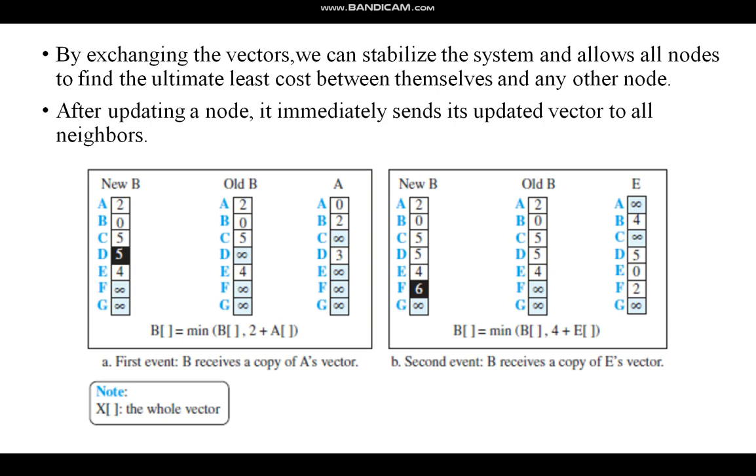After updating, a node immediately sends its updated vector to all neighbors. So after updating, the infinity will be changing to numbers.